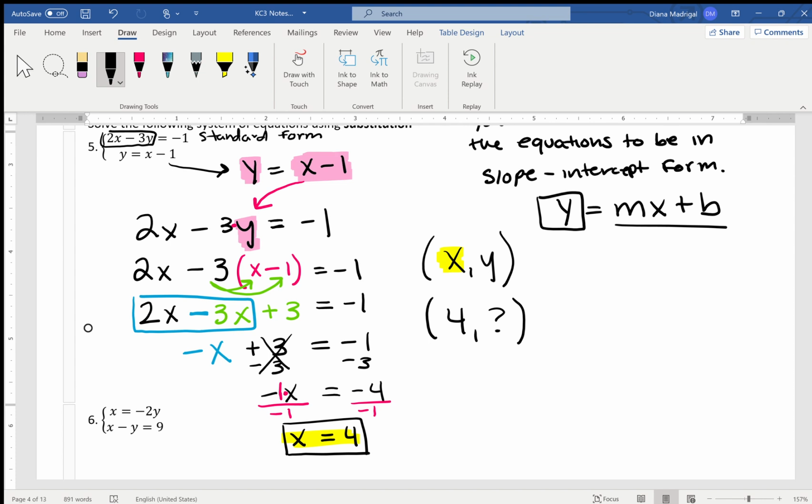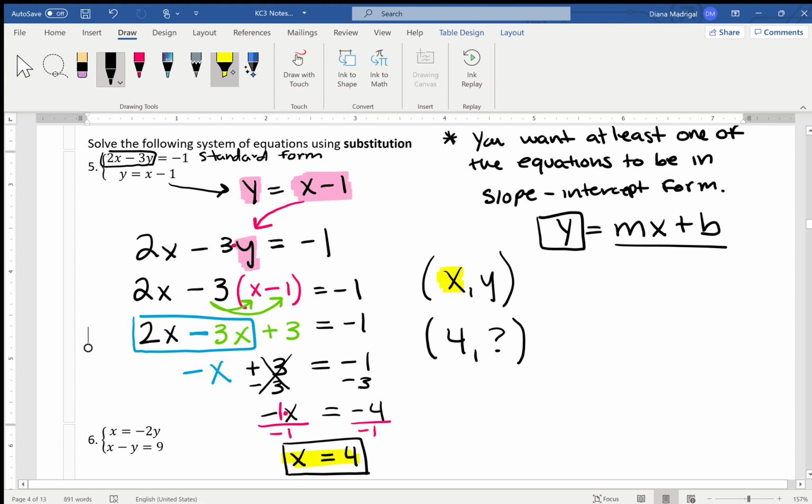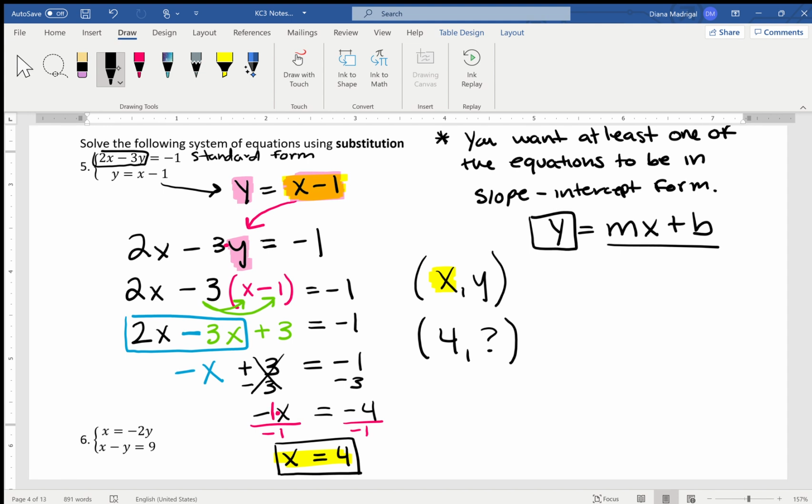Why? Because if we go back, what we substituted was for the y. Y equals x minus 1. So all you have to do is, again, substitution. Plug in the value that you know for x. Again, you can use any equation. You could use this one or this one to figure out how much y is. However, if you notice the slope-intercept form, you already have y by itself. All you have to do is plug in on the other side, because then you know y equals something. Same thing here. You see how x is by itself already?